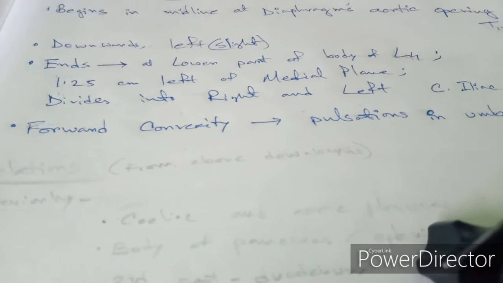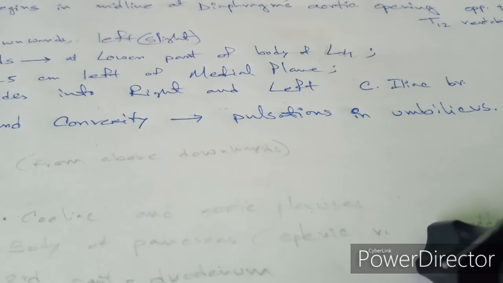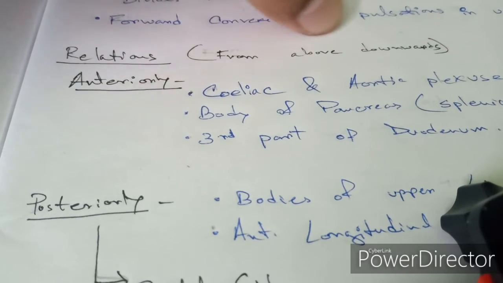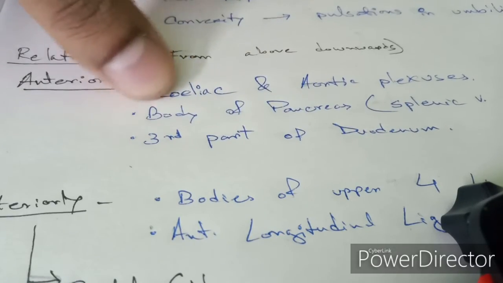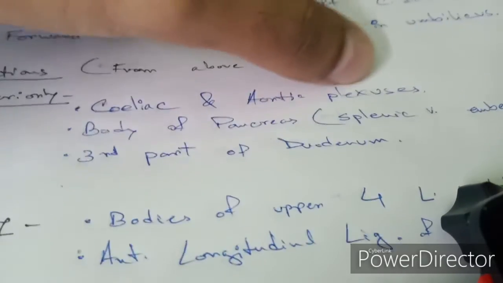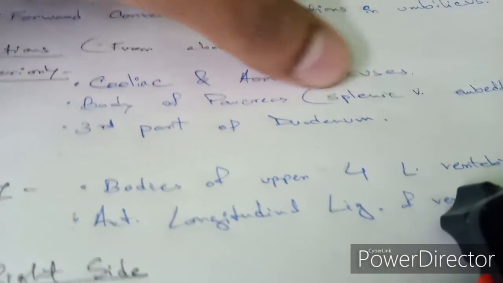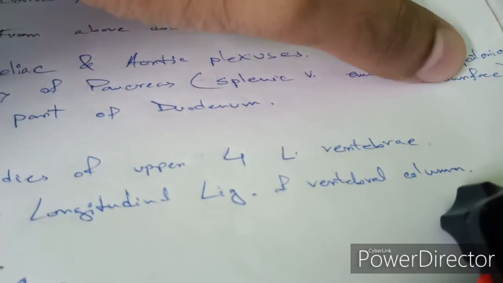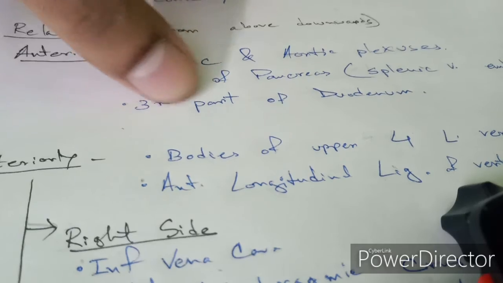It has a forward convexity, so pulsations can be felt in the region of the umbilicus when pressed. And the relations from above downwards: anteriorly we have the celiac and aortic plexuses, the body of the pancreas, where the splenic vein is embedded in the posterior surface of the pancreas at that level, and the third part of the duodenum.